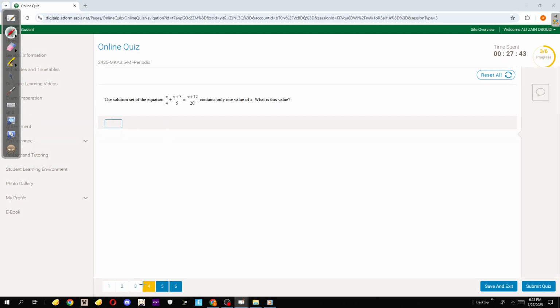For this question, it's the same as the previous question, but since the end product is a fraction, there's gonna be a small difference at the end, which you're gonna see. X over 4 plus x plus 3 over 5 equals x plus 12 over 20.